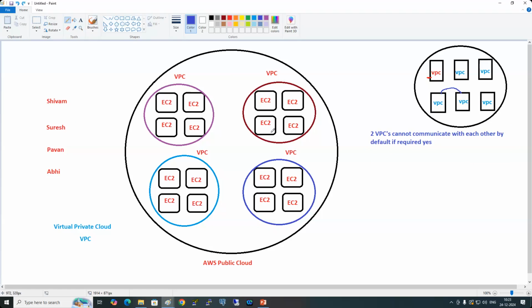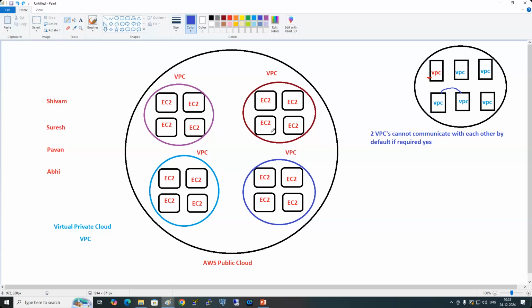But people say VPC is a very difficult topic. So by default, if you want to launch an EC2 instance, a VPC should be there, or not? Yes. So to make it easy for all the customers, AWS has done a super thing. For every region, it has given you one sample default VPC.